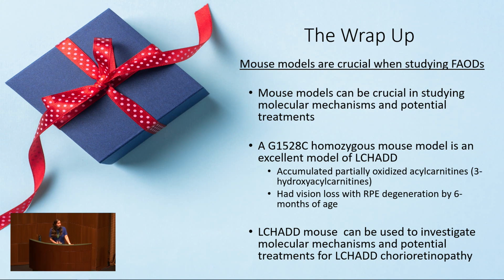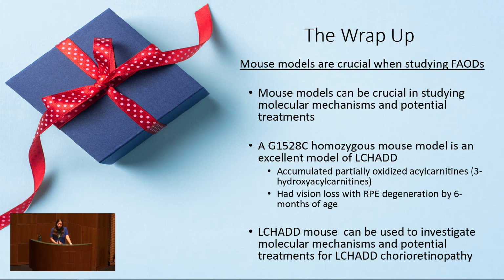So just to wrap this up, I hope I conveyed that mouse models are really important in studying disorders, specifically fatty acid oxidation disorders. They are crucial in studying molecular mechanisms because they allow you to do experiments that you wouldn't necessarily be able to do in clinical studies. It provides more information as to what is happening in these disorders and can provide for better treatments. It also allows you a preclinical model to test potential treatments before going to clinical trials, and that is required by most clinical trials anyways.